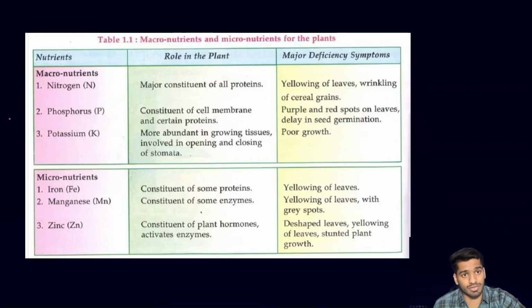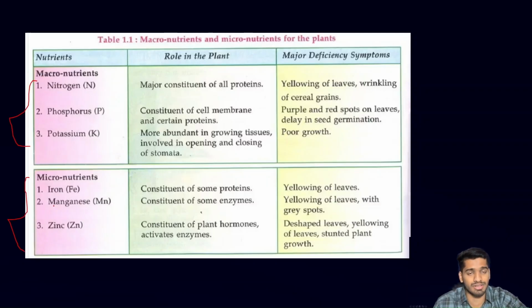The second one is phosphorus. Phosphorus is very important again for protein as well as cell membrane formation. If there is deficiency, the symptoms would be purple and red colored spots on the leaves and delayed seed germination. Potassium is very important for growing cells and growing tissues, and it is also important for the opening and closing of stomata. So in case there is deficiency of potassium, what is going to happen? There will be poor growth, because it is very important in growing cells, and if there is deficiency, there will be no growth. So these are your three macronutrients.